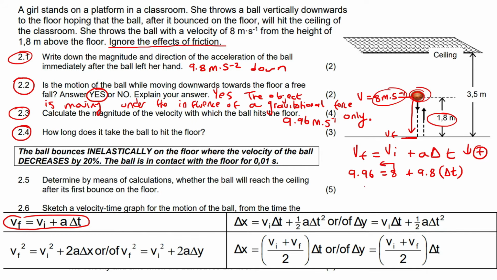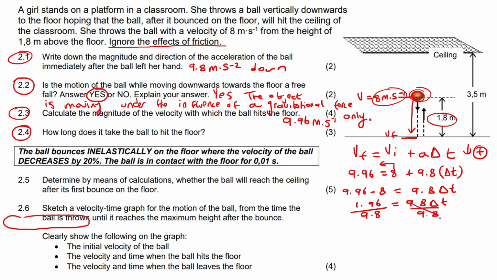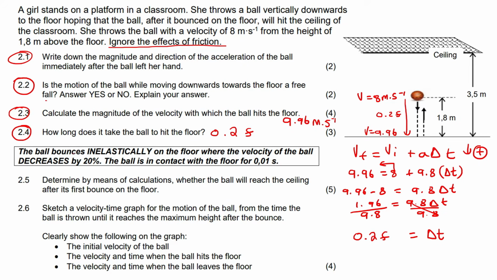So I'm going to take this to the left, so we end up with that over there. And then we have that. Now, this will give us that. And now you just divide both sides by 9.8. So you divide by 9.8, divide by 9.8, so that those would cancel. And so for your time, oh, it's a lovely answer, 0.2. And then that would be seconds. So 0.2 seconds.